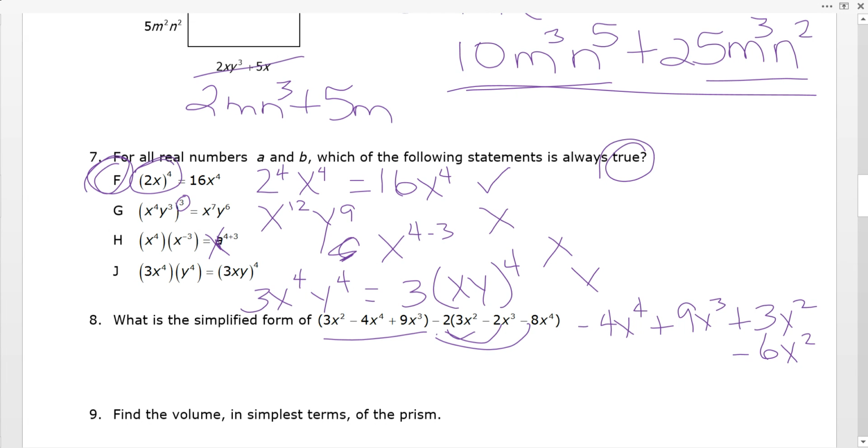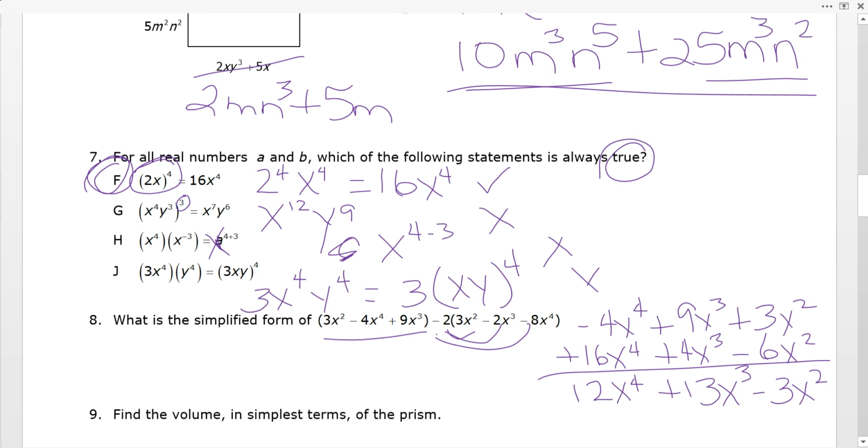I have +4x to the third power. And I have +16x to the fourth power. Then I just add them up. So I end up with 12x to the fourth plus 13x to the third minus 3x squared. Order doesn't really matter. It's just convention to start with the highest exponent and go to the lowest. That's the general way we do it.